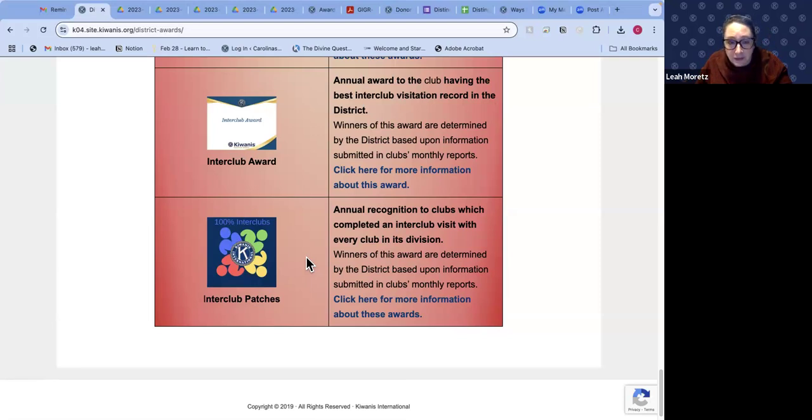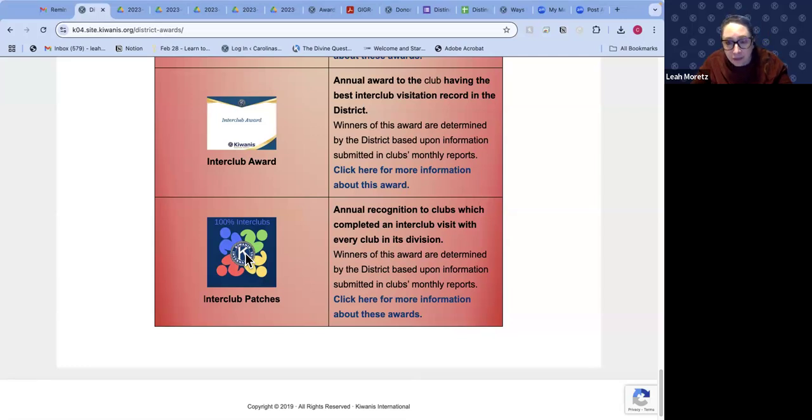So the way this works is your club secretary on their monthly report reports if you've done an interclub. And if you do interclubs with every club in your division, you earn the interclub patch. In the past few years, that has been only a handful. I'm talking 5 clubs. And with only 5 clubs, I can't afford to buy the patches. It's like $100 for 5 patches. That's not a good use of our money.